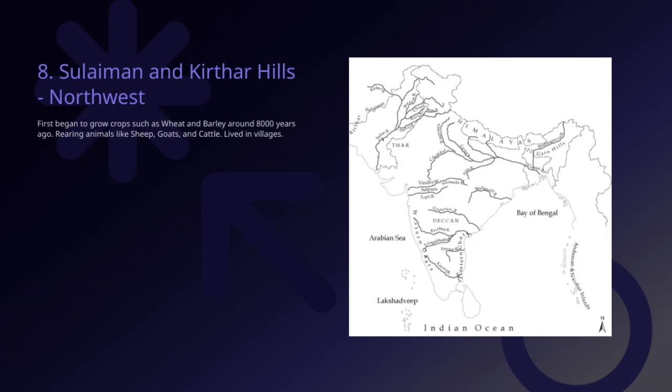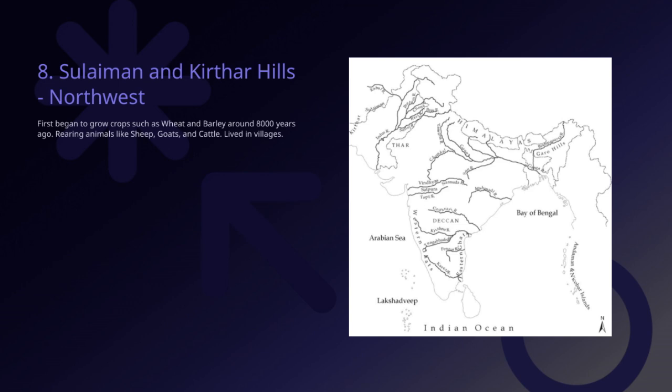Around 8,000 years ago, early humans began to shift from a purely hunting and gathering lifestyle to more settled ways of life. They started to grow crops like wheat and barley, which were some of the first agricultural products. This was a major step toward the development of farming communities. At the same time, they also began rearing animals such as sheep, goats, and cattle. These animals provided not only food like meat and milk, but also materials like wool and hides, which were essential for daily life. Living in villages became more common as these farming practices took hold.